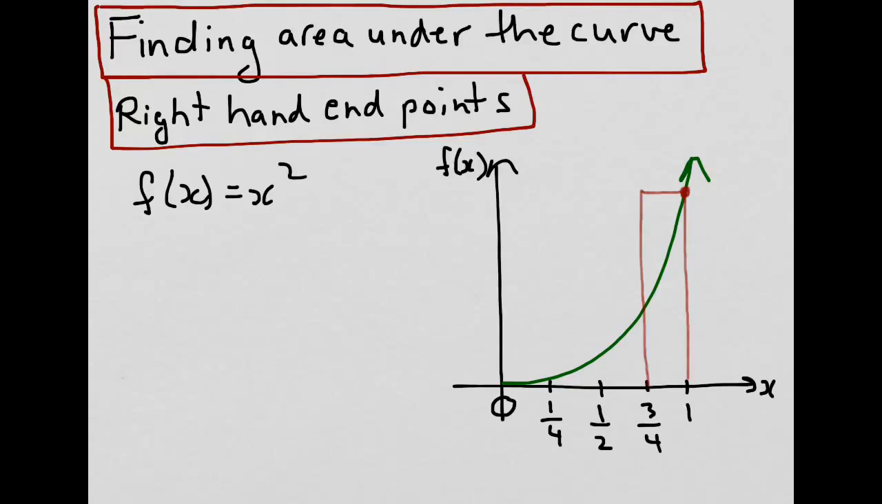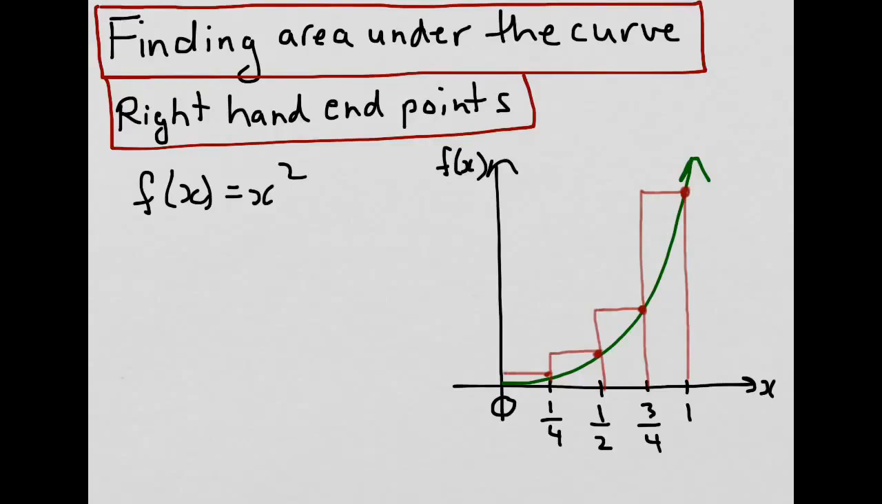So for 3/4, the right-hand endpoint would be here. Form a rectangle with the adjacent subinterval. For a half, the right-hand endpoint would be there, forming a rectangle with the adjacent subinterval. And finally, for a quarter, it would be here, forming a rectangle with our adjacent subinterval.